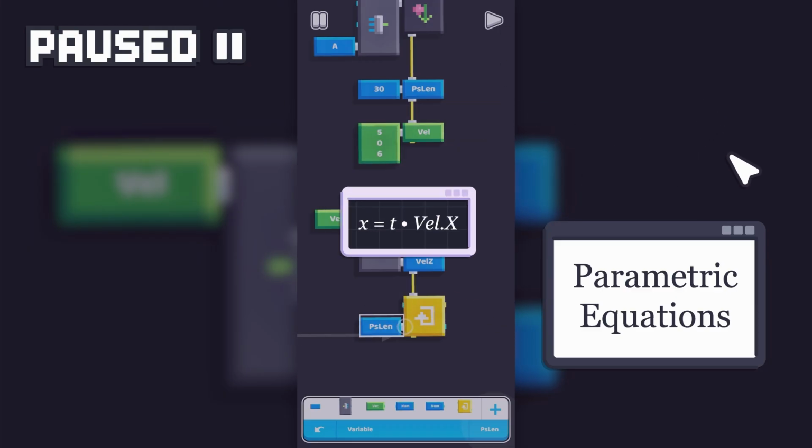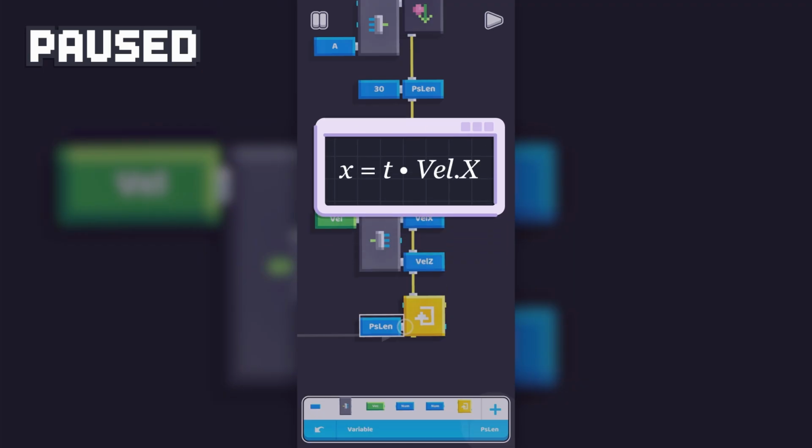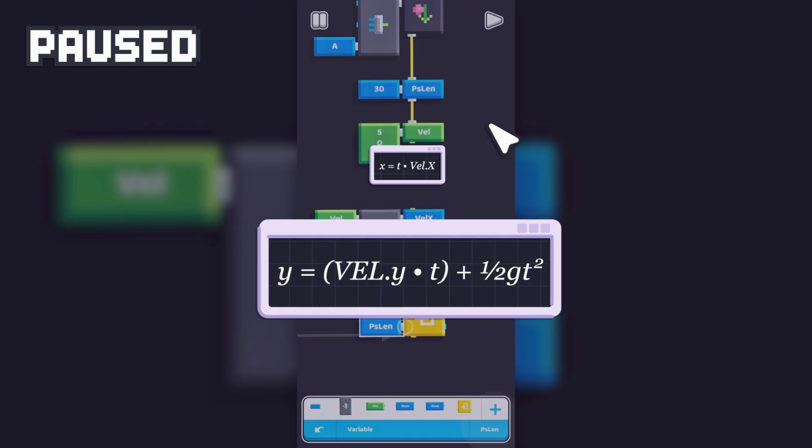For the x value, we'll simply be multiplying time with our x velocity. For the y value, however, there's a lot more to factor in. I am so sorry in advance, but this next part is going to get really mathematical. If you don't really want to hear me explain how we'll get the y position and instead just want the formula, here you go. But if you're curious to know how we get to this point, let me elaborate.